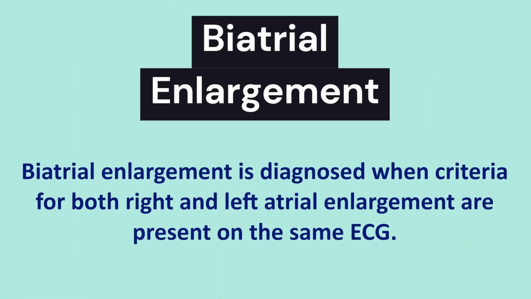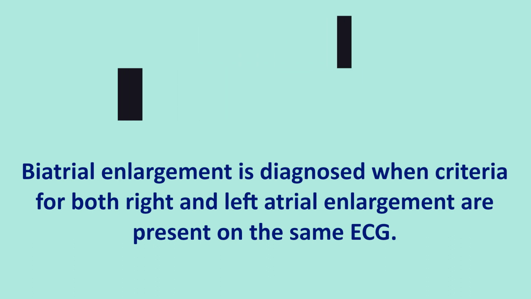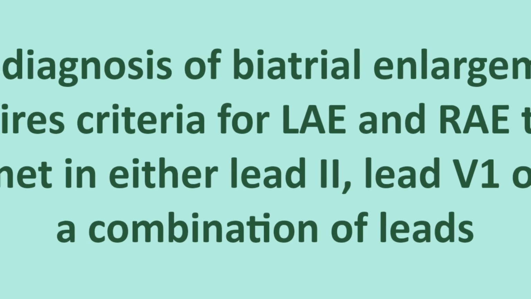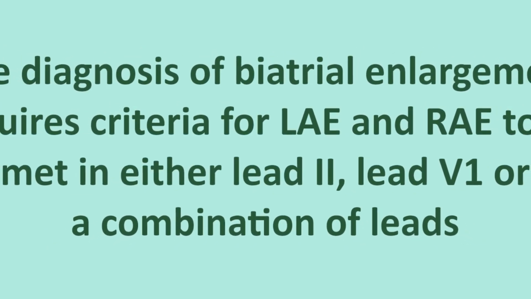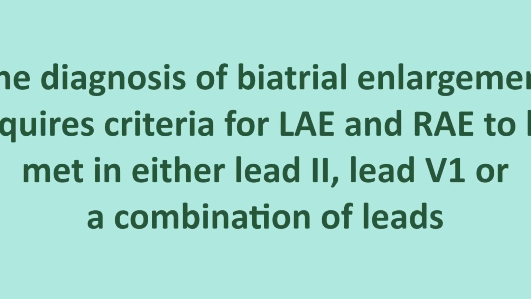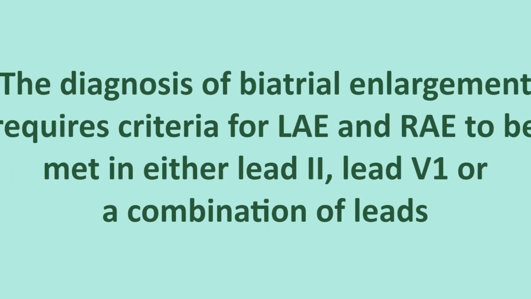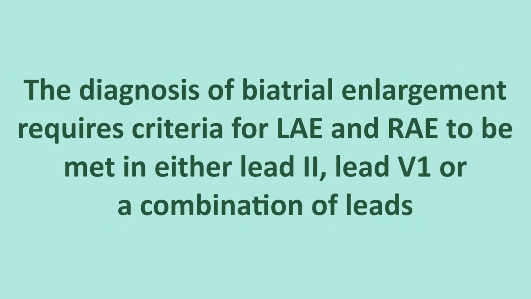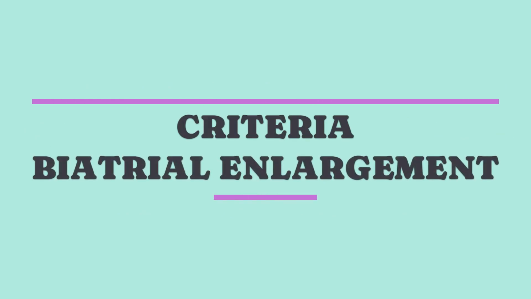Biatrial enlargement is diagnosed when criteria for both right and left atrial enlargement are present on the same ECG. The diagnosis of biatrial enlargement requires criteria for left atrial enlargement and right atrial enlargement to be met in either lead 2, lead V1 or a combination of leads. Criteria for biatrial enlargement.